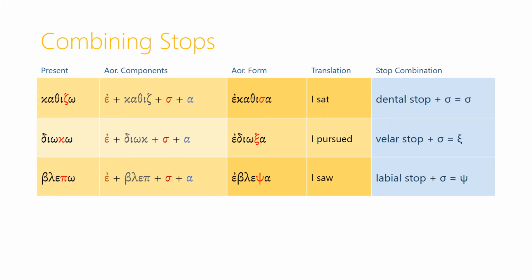Dioko has that kappa velar stop at the end of the stem, and so when diok meets the sigma tense marker, the kappa and sigma combine, just like any velar stop combines with the sigma, to form a xi, and the aorist form is edioksa, I pursued. Blepo has a stem that ends in a labial stop, the P there, and so when blep runs up against the sigma tense marker, the P and the sigma combine, and we get a psi, eblepsa, I saw.